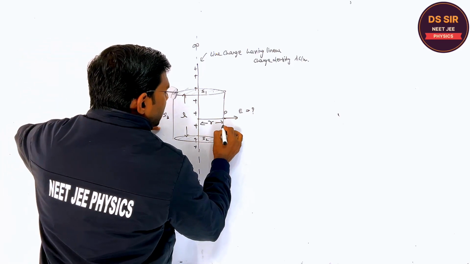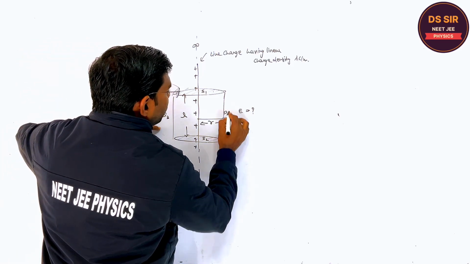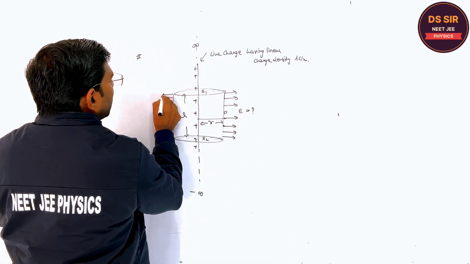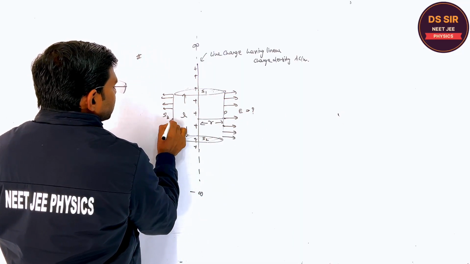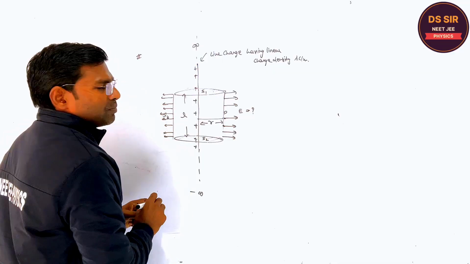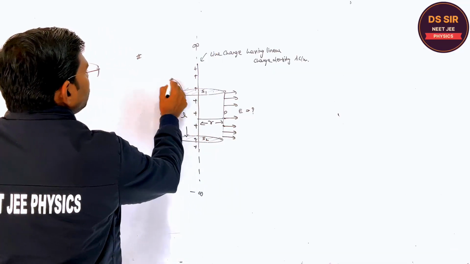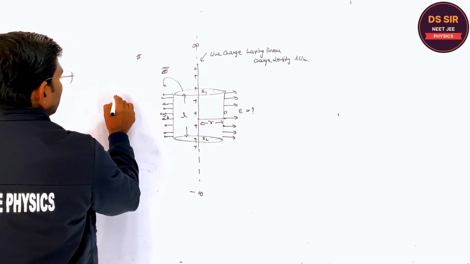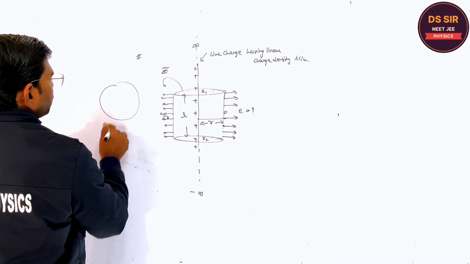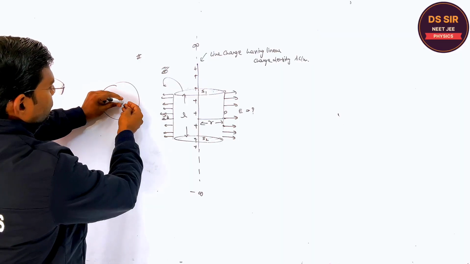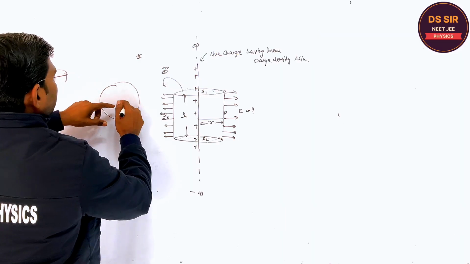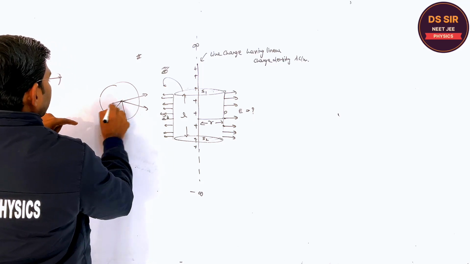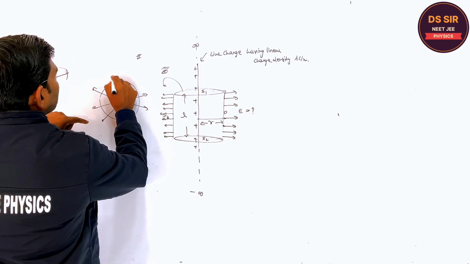At the lateral surface, the electric field will be the same and away from the surface. Is it clear or not? This is the side view. If you see from the top view, this is the cross section, this is the line charge, and the electric field is away from this line charge. Are you getting or not?